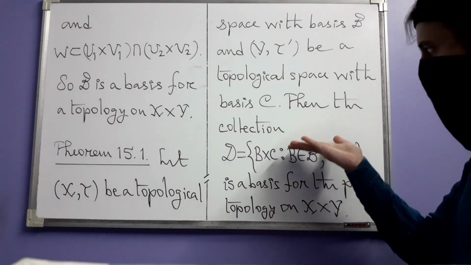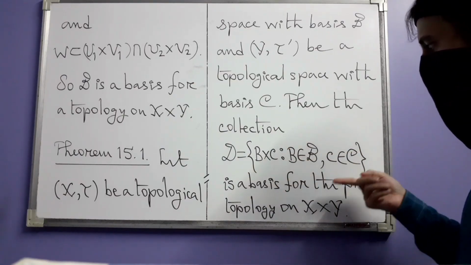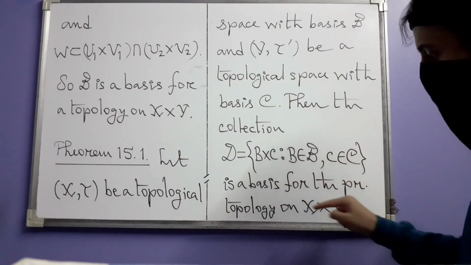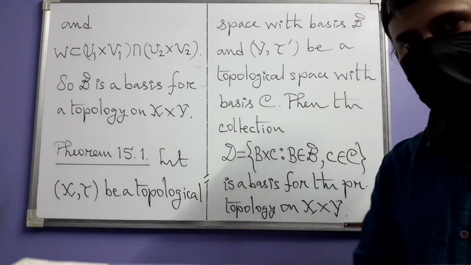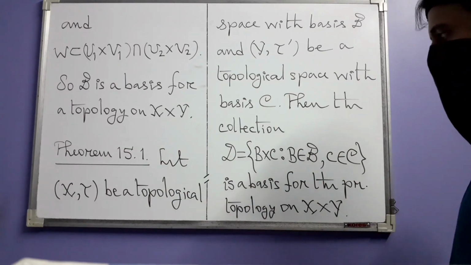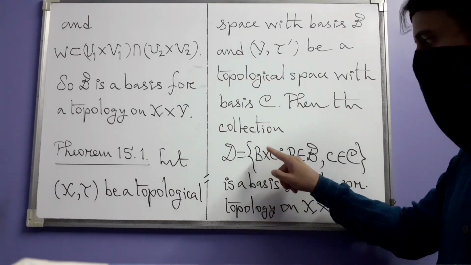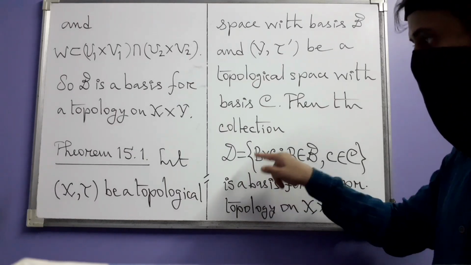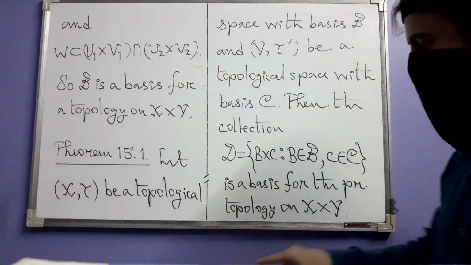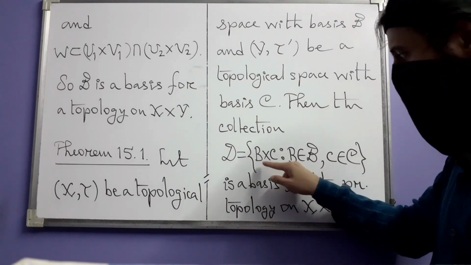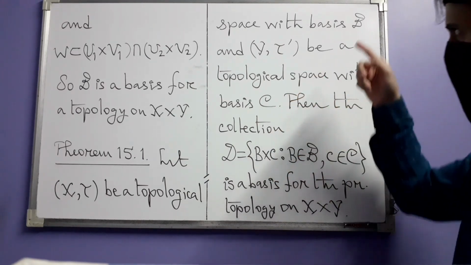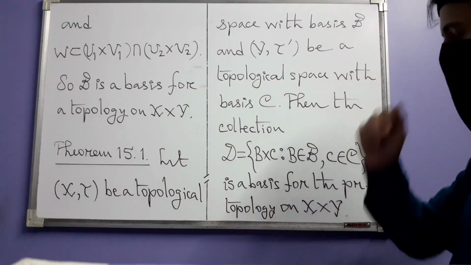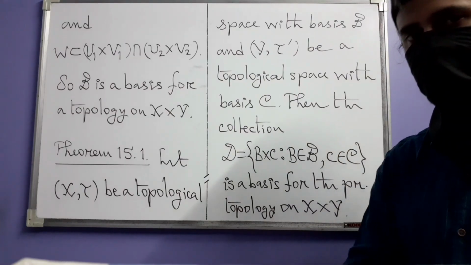Then the following collection is also a basis for the product topology on X times Y, besides the original basis. What is this collection? It is just like that collection B. We take products of this form B times C, where B comes from the basis B and C comes from the basis C. Let's now prove this.